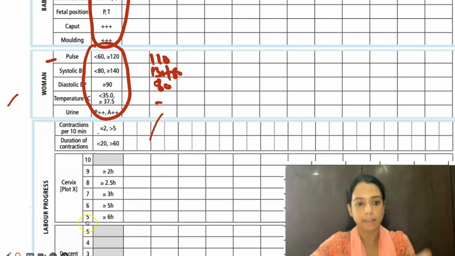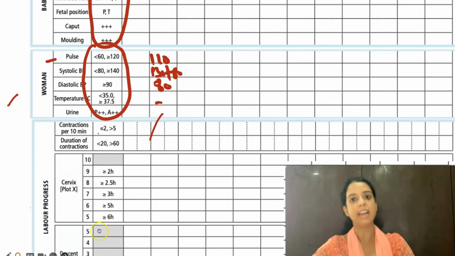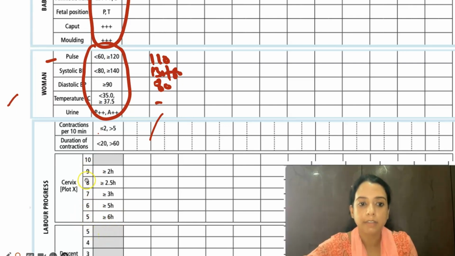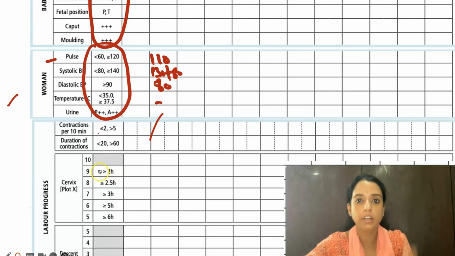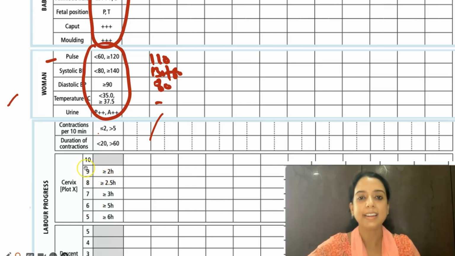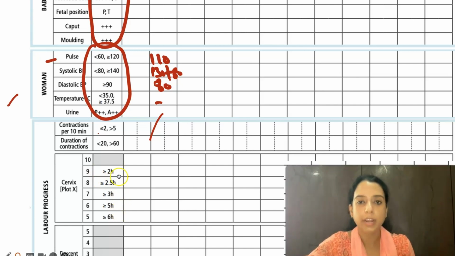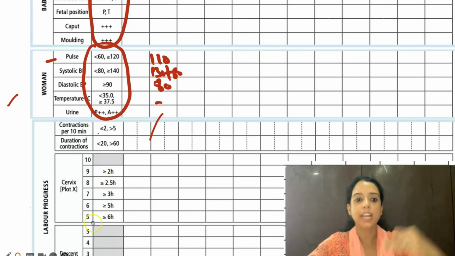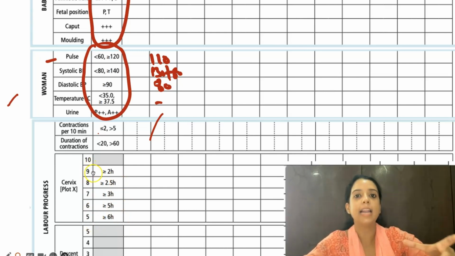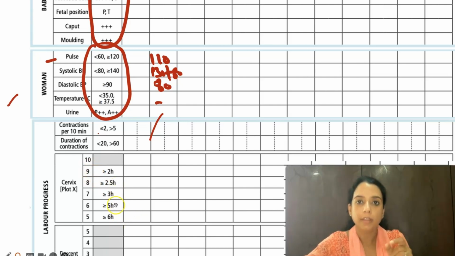For 6 hours, if the dilatation is 5, I need to make an action plan. And as the cervical dilatation increases, this duration decreases. If she is 9 centimeter and after 2 hours she is still 9, I need to get alert. So the duration will change with the dilatation in centimeters. As the cervix is getting dilated, the duration of the labor progress will decrease.